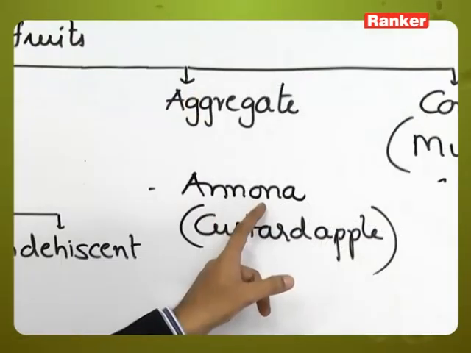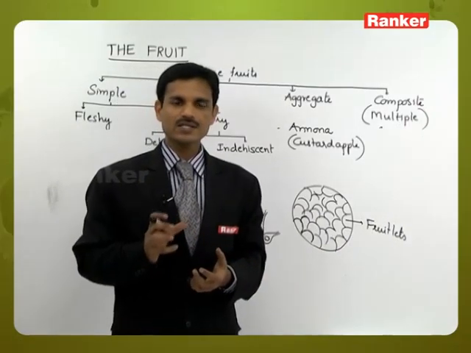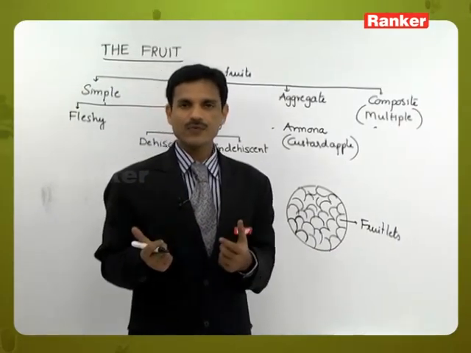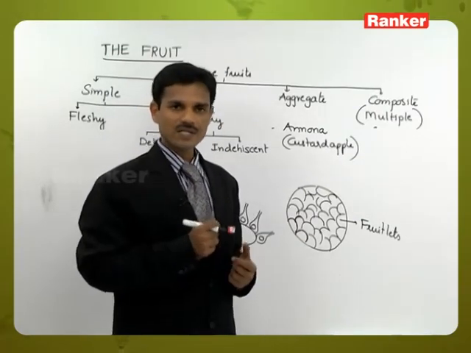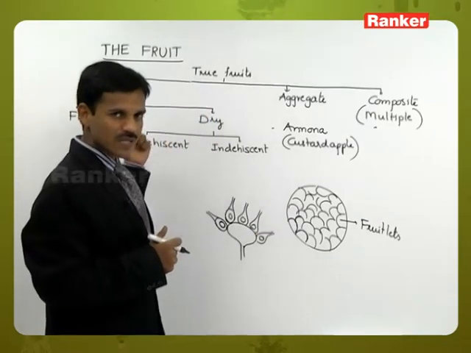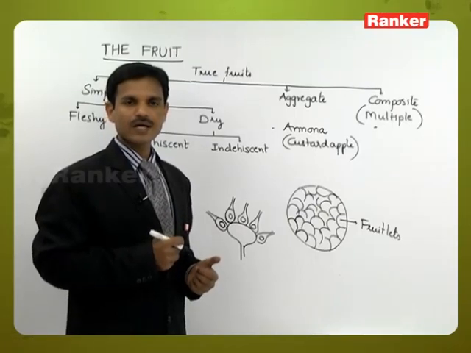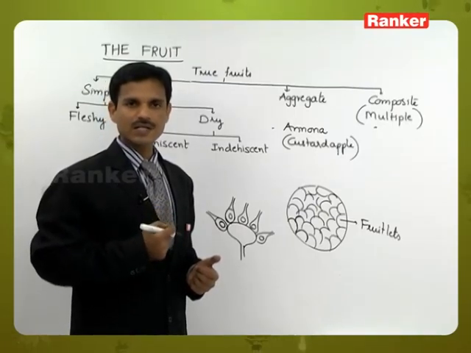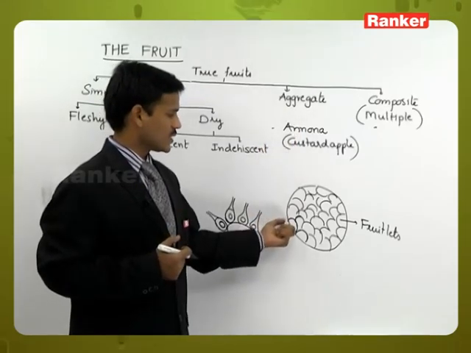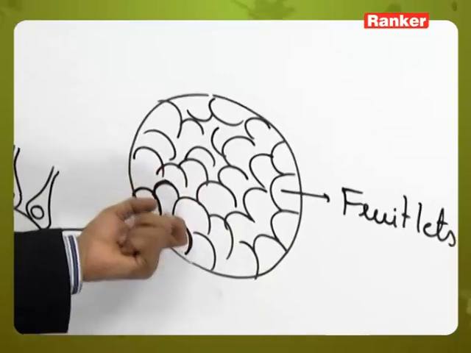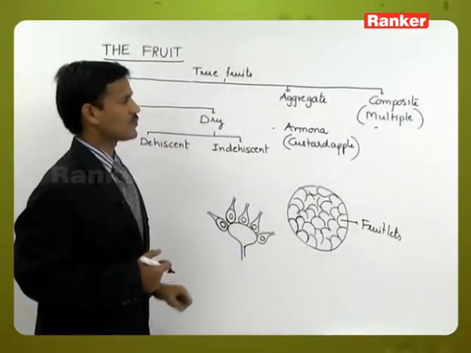So Annona squamosa or custard apple. Here you can understand easily the difference between the simple fruit and aggregate fruit. Both are developing from the ovary of a single flower. But simple fruits develop from syncarpous ovary, and aggregate fruits develop from apocarpous ovary. In simple fruit, single seeded parts we cannot separate. But in aggregate fruits, the single seeded parts we can separate. The single seeded parts are called fruitlets. So it is an example for the aggregate fruit.